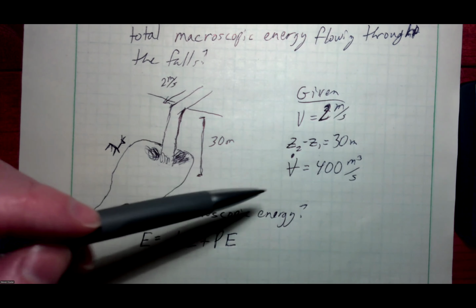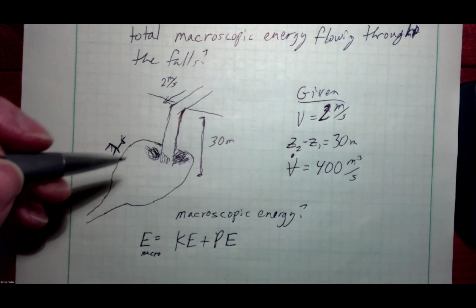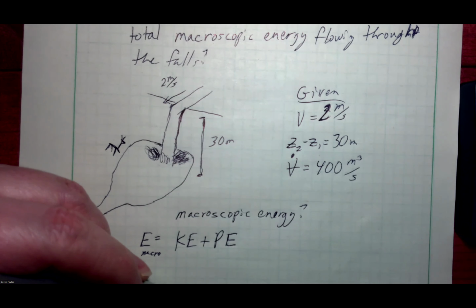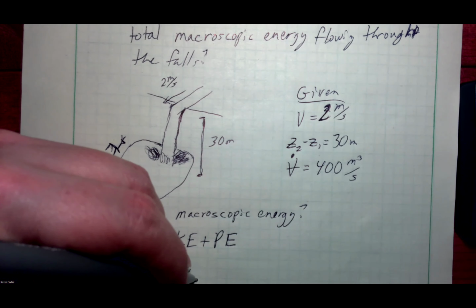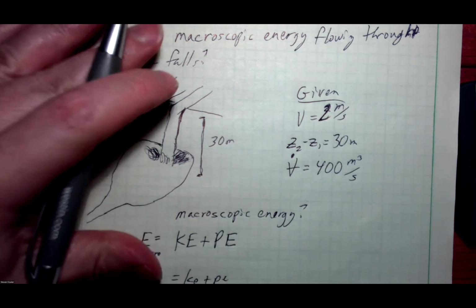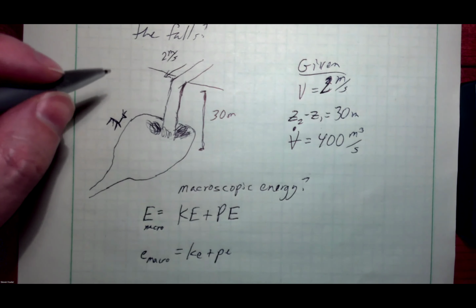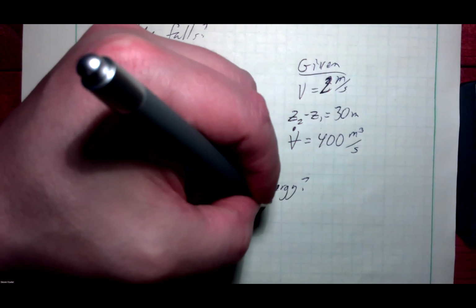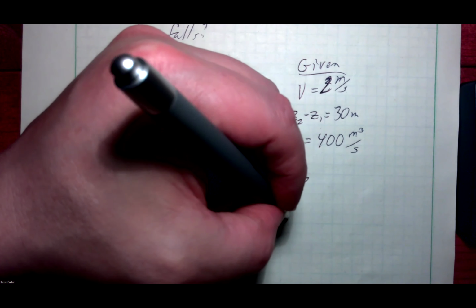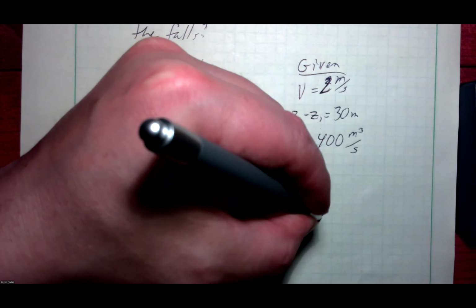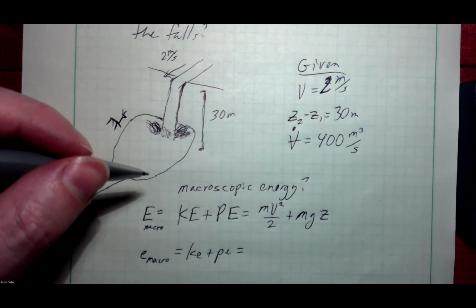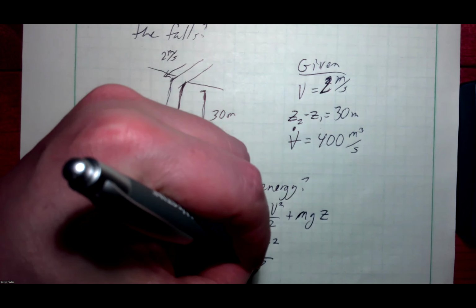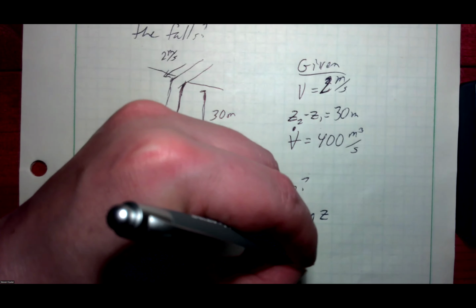Now, I don't have a mass here. I don't know the mass of flow here. I don't have a total amount. So what I'm going to do is look at this per unit mass. So little e is going to be little ke plus little pe. I'm going to find that first. And again, the kinetic energy is just like it was in physics. That's mv squared over 2, plus the potential energy, which is mgz. And then dividing those by mass, that's v squared over 2 plus gz.